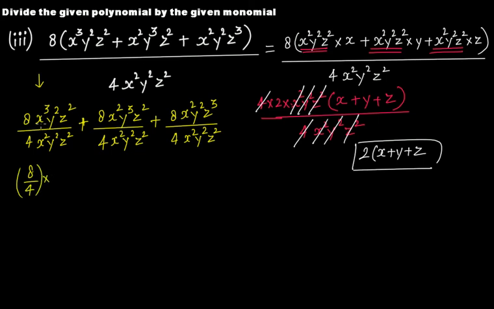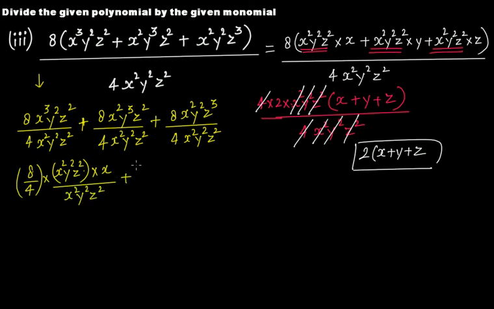Now this is 8 divided by 4 multiplied by x squared y squared z squared. These three are also in multiplication, but just to make things simpler, we can separate this with a bracket, multiplied by x, and this is x squared y squared z squared.